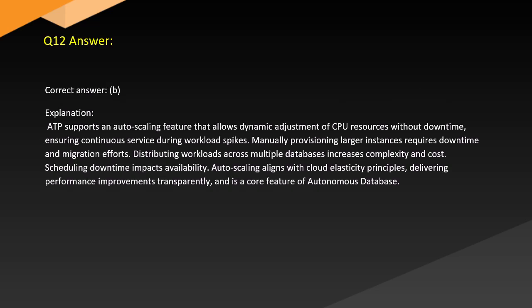Answer. Correct answer, B. Explanation. ADB supports an auto-scaling feature that allows dynamic adjustment of CPU resources without downtime, ensuring continuous service during workload spikes. Manually provisioning larger instances requires downtime and migration efforts. Distributing workloads across multiple databases increases complexity and cost. Scheduling downtime impacts availability. Auto-scaling aligns with cloud elasticity principles, delivering performance improvements transparently, and is a core feature of Autonomous Database.